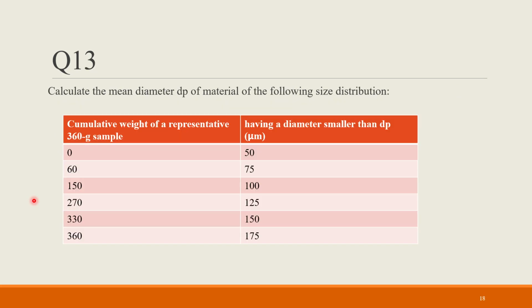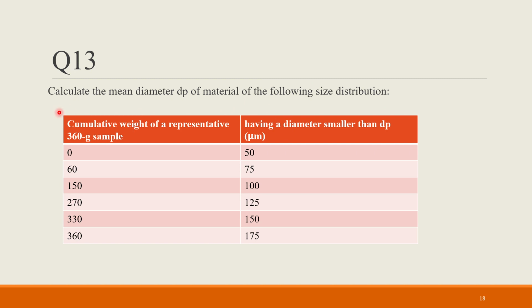We'll move to question 13. In question 13, it is given: calculate the mean diameter of the material of the following size distribution. Cumulative weight of a representative 360 gram sample having a diameter smaller than dp.